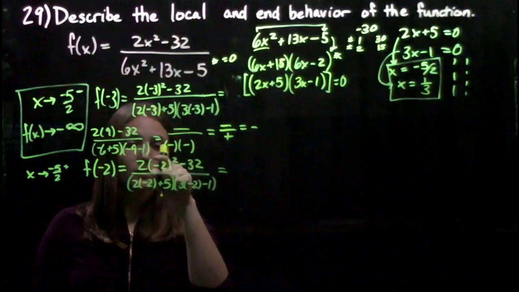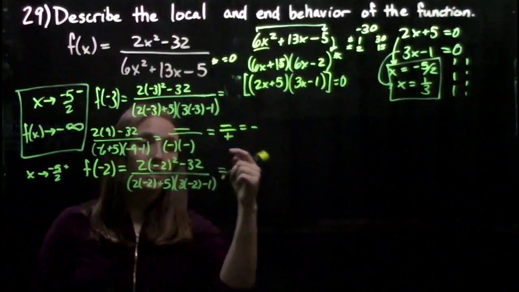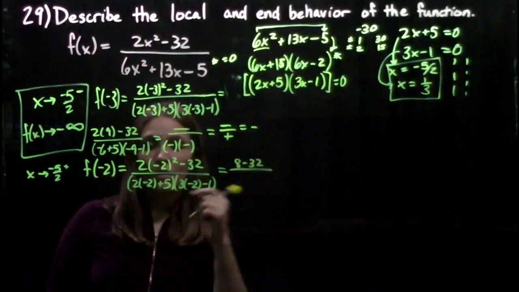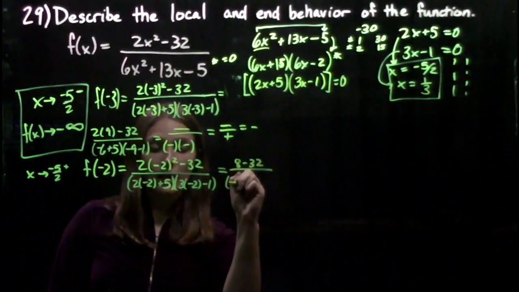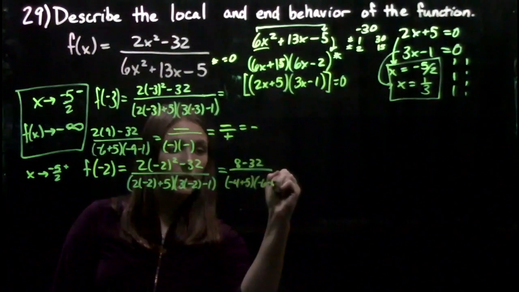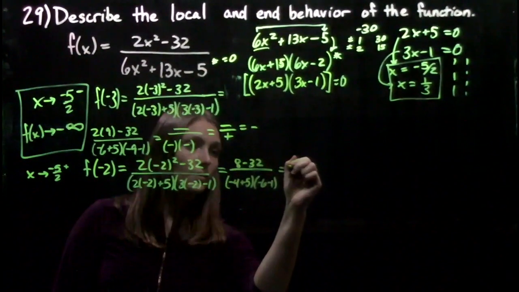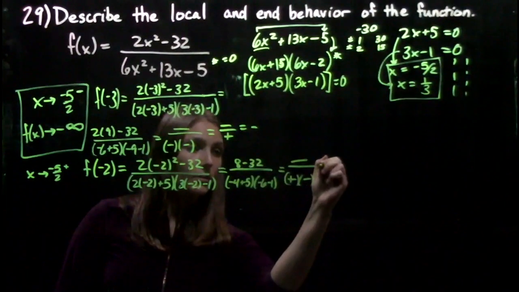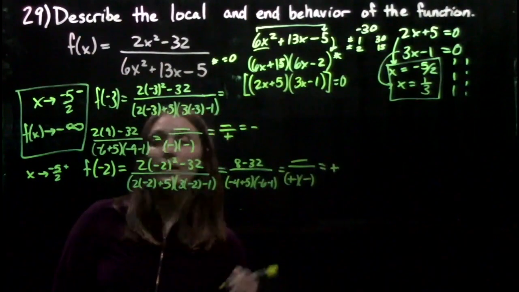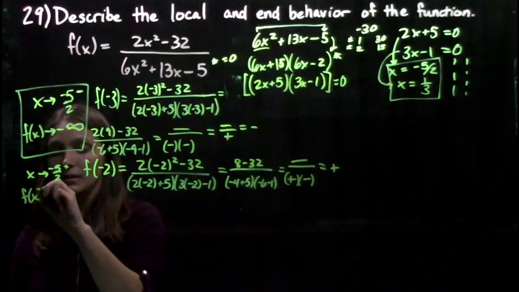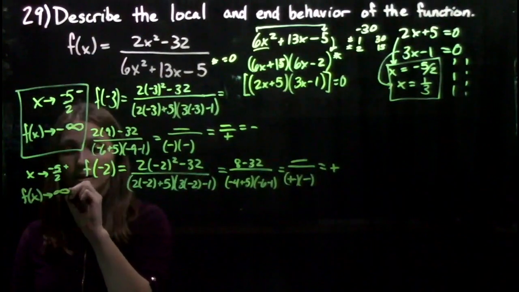And we find 2 times 4 minus 32 is going to be 8 minus 32 over negative 4 plus 5 times negative 6 minus 1. Here we've got a negative number over a positive number times a negative number. So here we have a positive. So as x approaches negative 5/2 from the right, we get f of x approaches positive infinity.